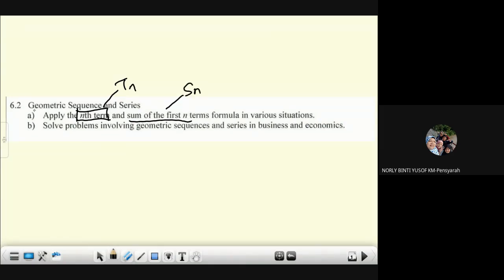Cuma formula geometrik berbeza sikit lah. Okay, in formula in various situation. Lepas tu sama, solve the problem involving geometric sequence and series in business and economics. So you akan ada 4 formula lah. Tn tu untuk arithmetic dan Sn untuk geometrik. Cuma Sn untuk geometrik kita ada dua keadaan lah. That is based on your R.